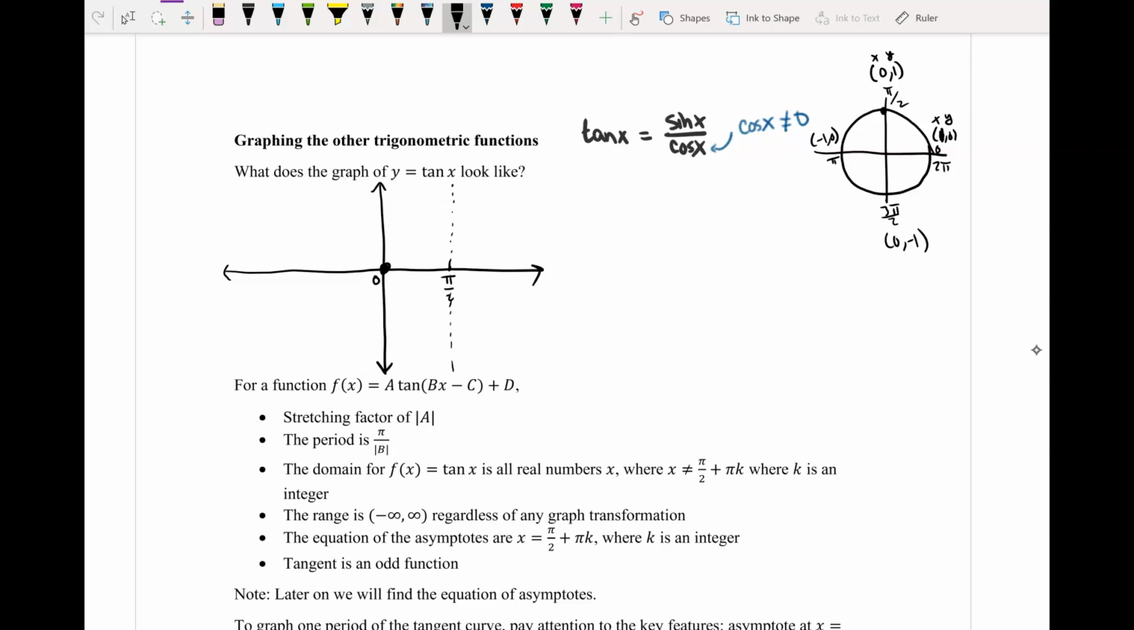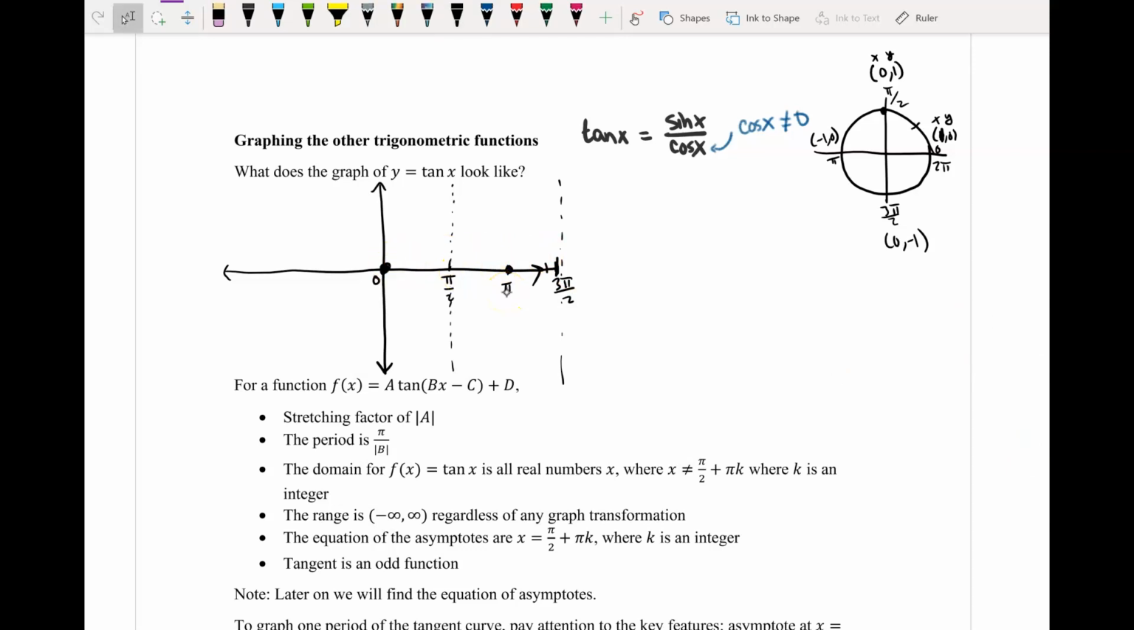And if you keep going over to pi, you're going to get another 0. Then you go to 3 pi over 2, and you get another asymptote. So this seems like it's not really quite working for us, because obviously the graph is not just a point. One thing we might want to consider is looking halfway between 0 and pi over 2.